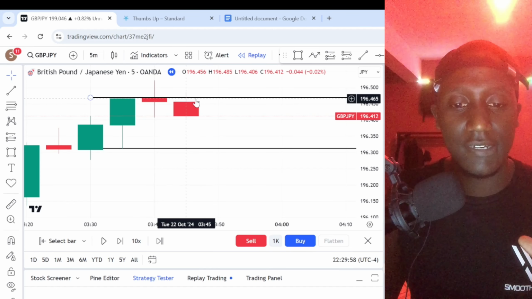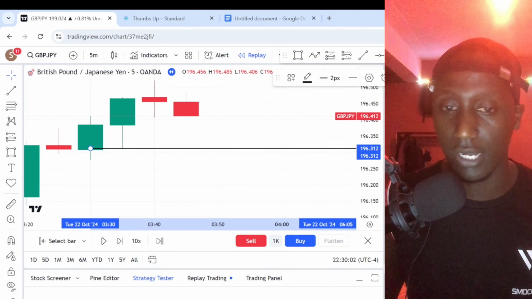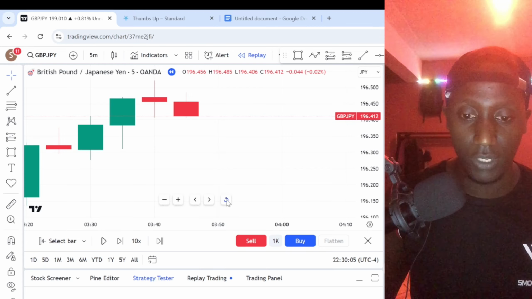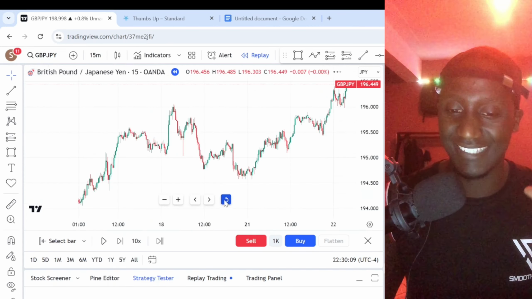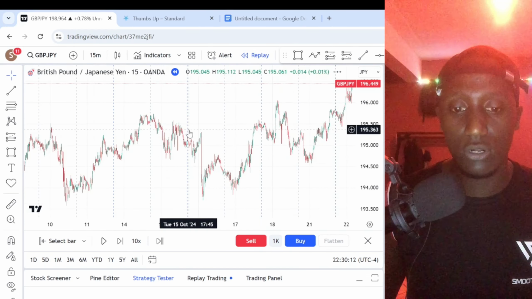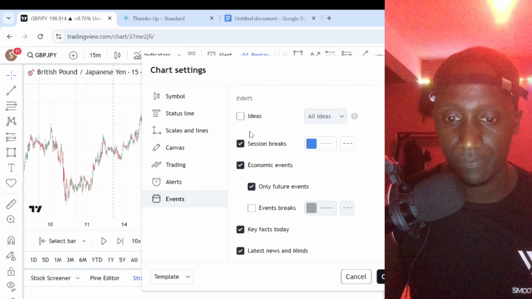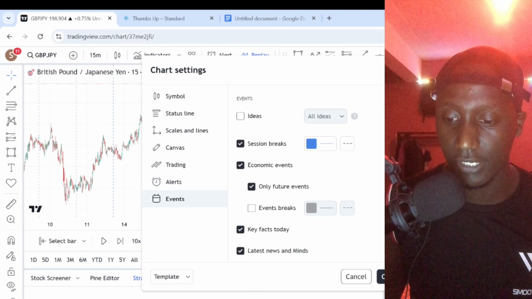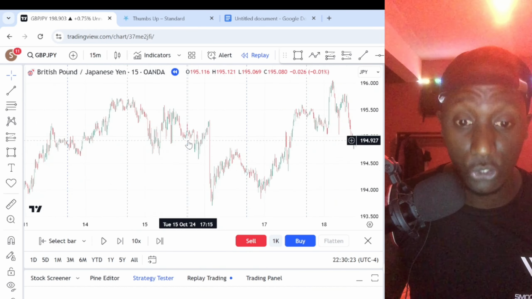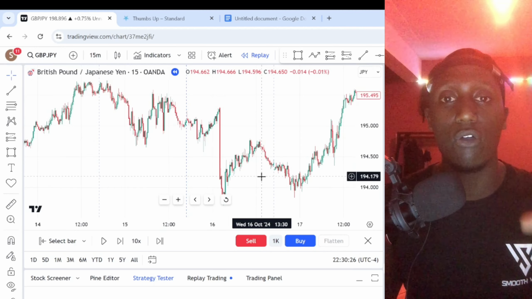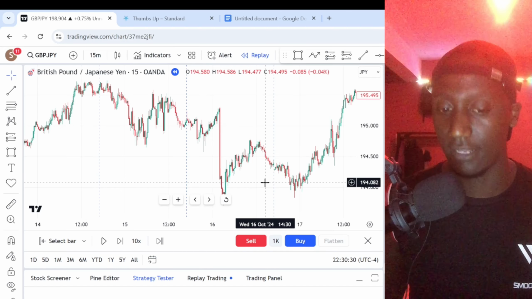So how exactly does this look like in real life? Let's look at GJ, for example. And let's use the 15-minute time frame so that we can see the candles well. Also, if you are new to TradingView, go to settings, go to events, and then check the session breaks and click OK. You will see these lines. These lines show you the open and the close of the daily candle. So it's very easy to identify the high and the low.